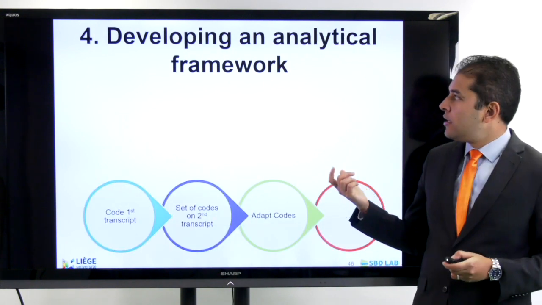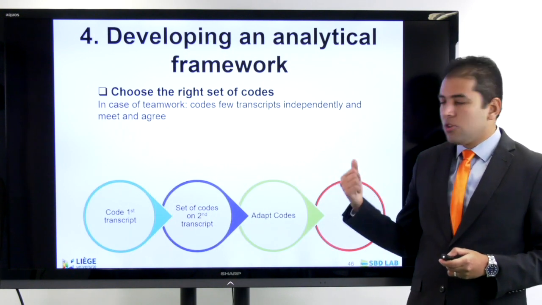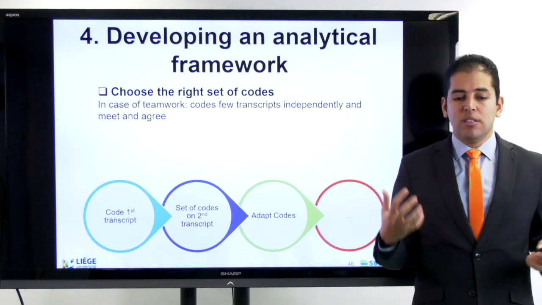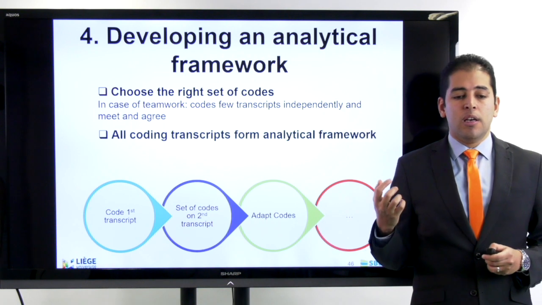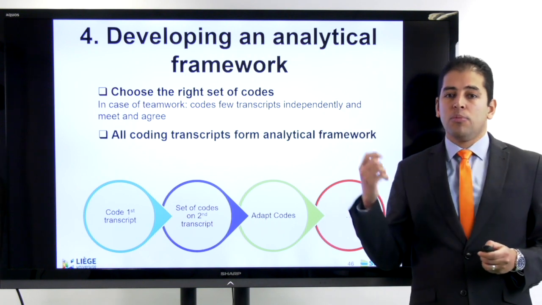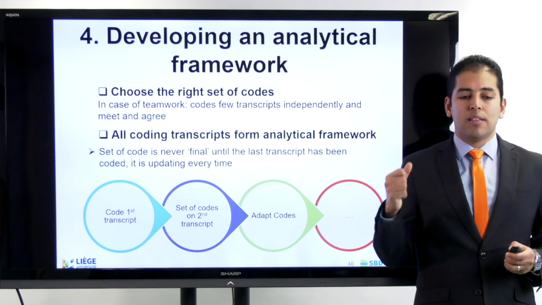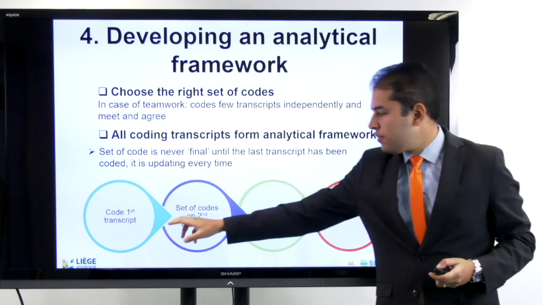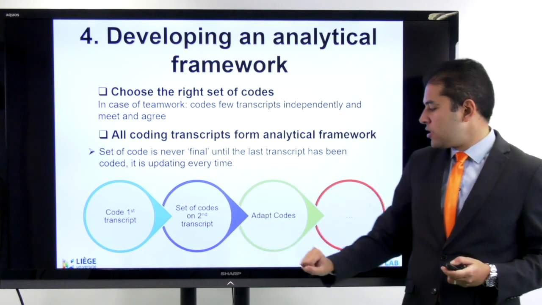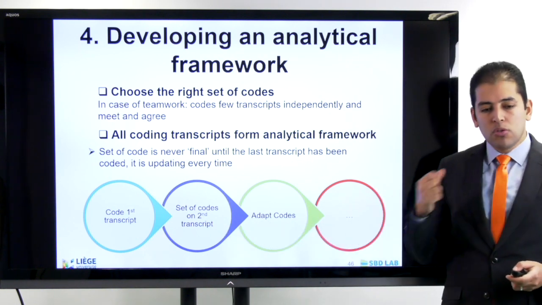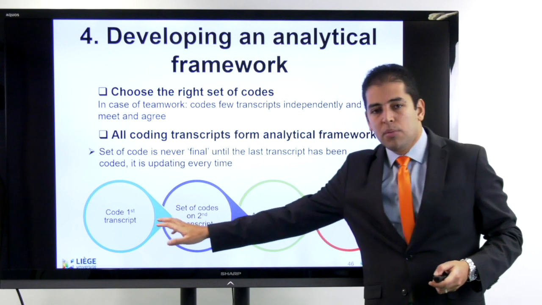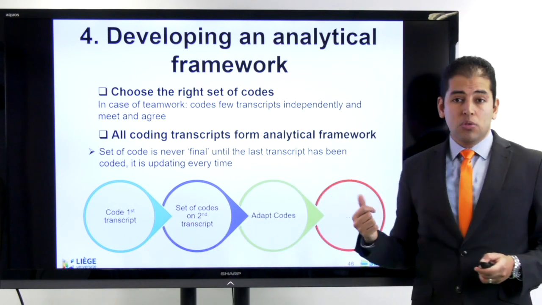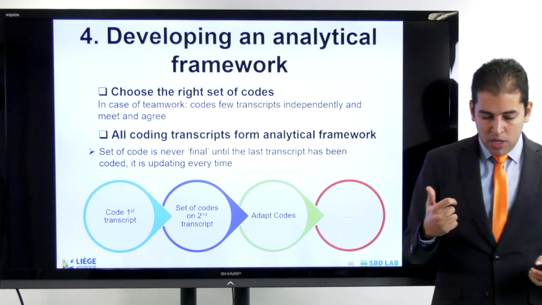Now, to develop an analytical framework, you need to choose the right set of codes. In case of a teamwork, coding can be done in a teamwork or independently. You can have all coding transcripts from your analytical framework, and the set of codes is never final. You can always iterate. So you code the first transcript, then the second transcript, and you start to adapt your codes. And when we say first transcript, it can be focus group 1, focus group 2, until you have an adapted code that works with all the focus groups.